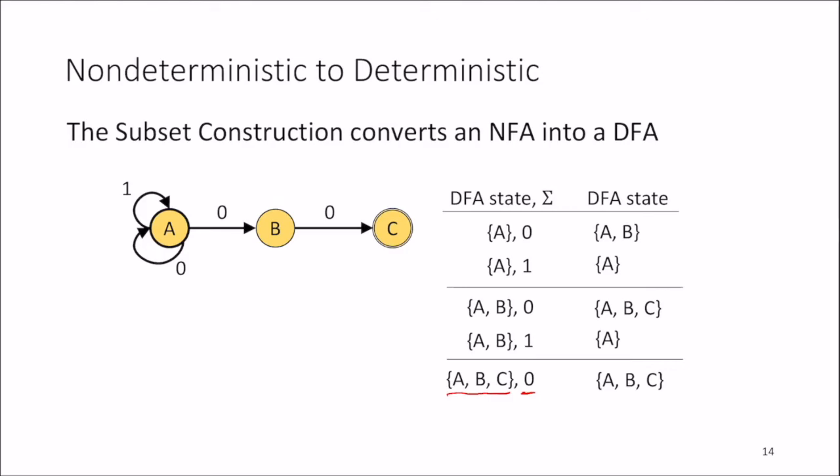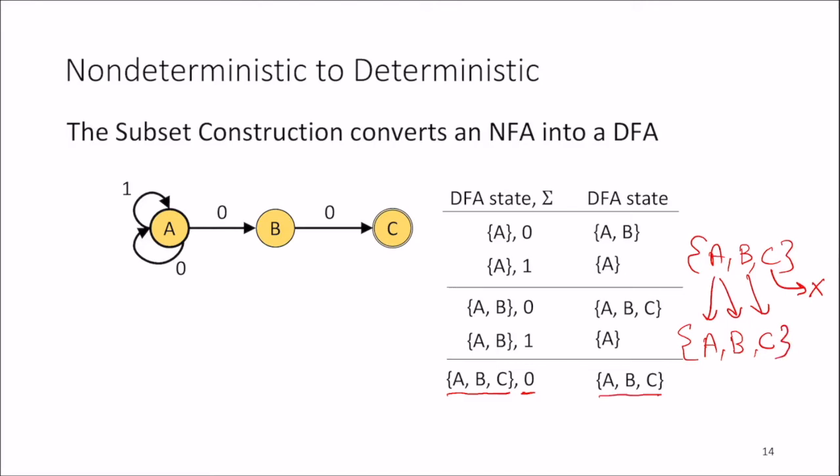Well, we've seen this kind of thing before, because on A or B or C, we know that A can end up either in A or B on input 0, B can end up in C, and C can't go anywhere on 0, so that doesn't contribute anything. So I end up in this set of states, A, B, C, and notice that it's the same as this.